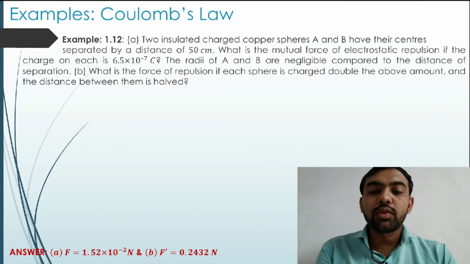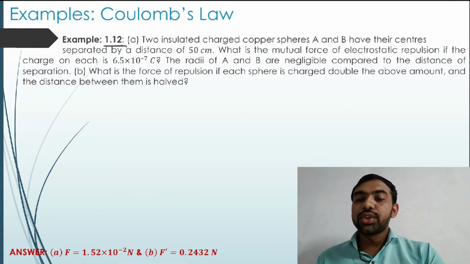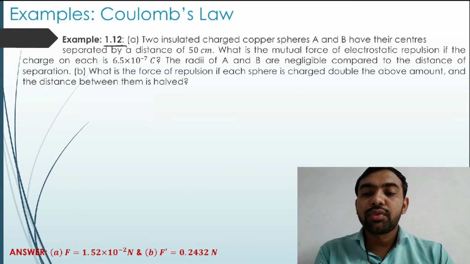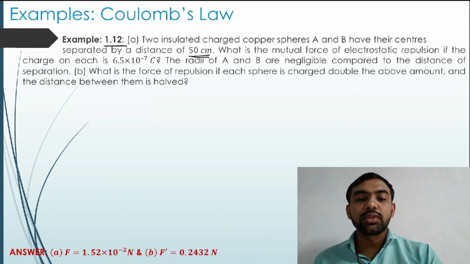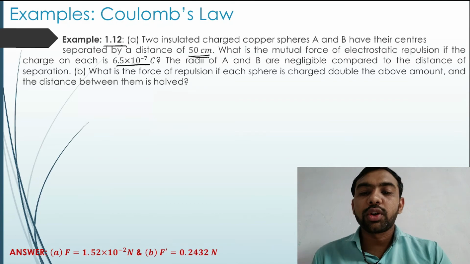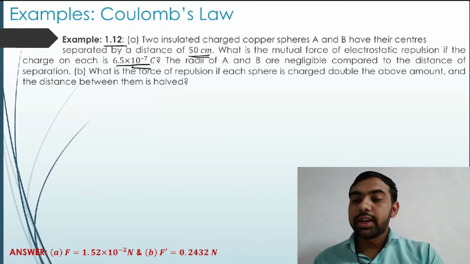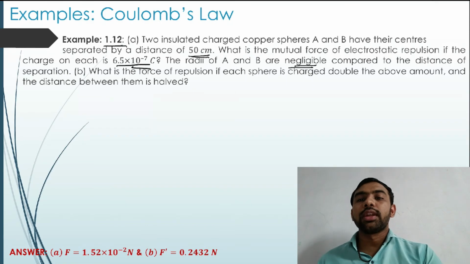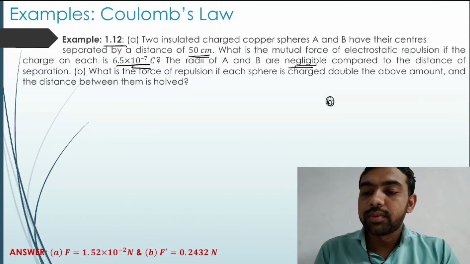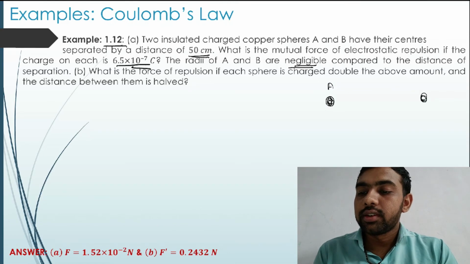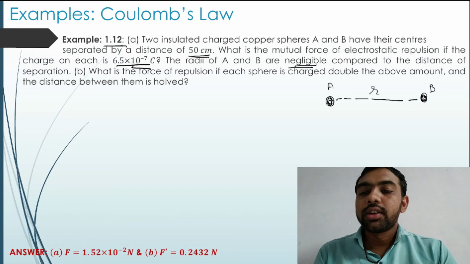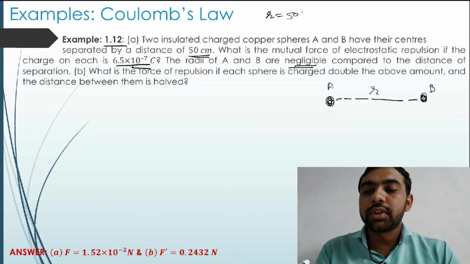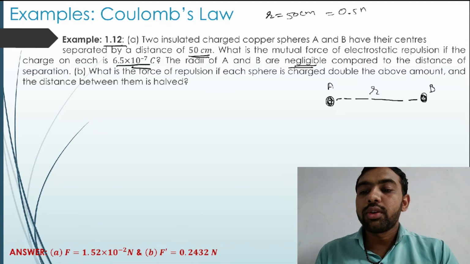Let's see the next example. Example number 1.12 from the textbook. Two insulated charged copper spheres A and B have their centers separated by a distance of 50 centimeter. What is the mutual electrostatic repulsive force if the charge on each sphere is 6.5 into 10 raised to minus 7 coulomb? The radius is negligible. Consider that this is sphere 1, A, and this is sphere 2, B. What is the distance between them? R. So R is equal to 50 centimeters. Convert in meter, 0.5 meter.